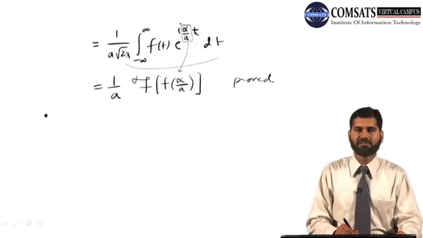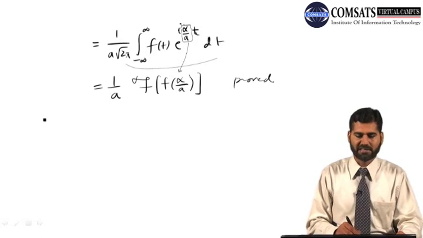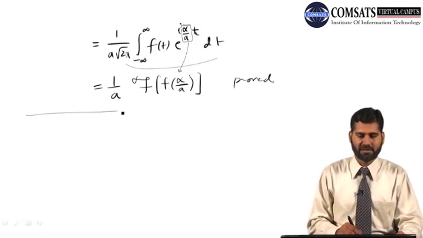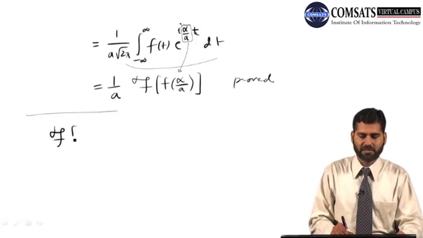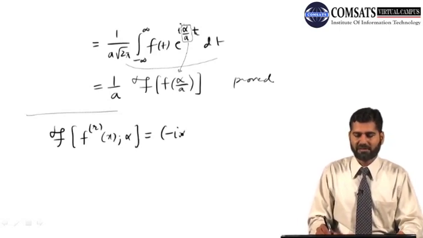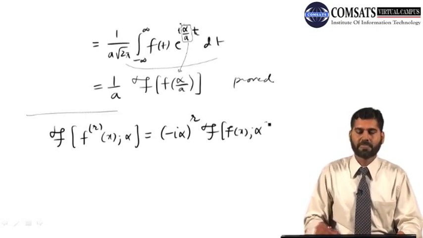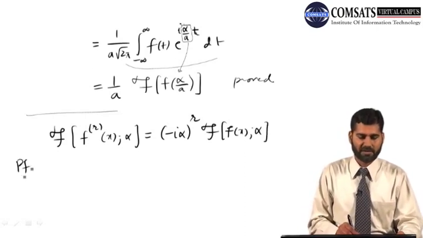Similarly, you can prove different properties, differentiation properties, and other shifting properties, like f(x minus alpha). They are easy. On the same steps you can prove that. Let me prove the derivative one, right? We had an example, the Fourier transform of the rth derivative of f(x) gives you minus iota alpha to the power r times the Fourier transform of f(x). Let's prove this one.